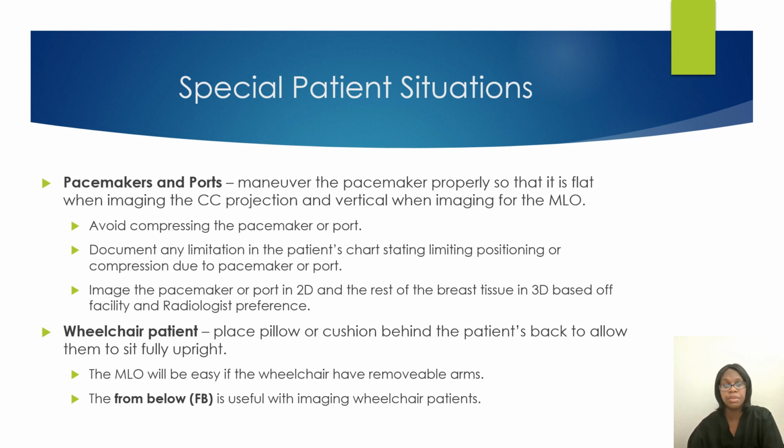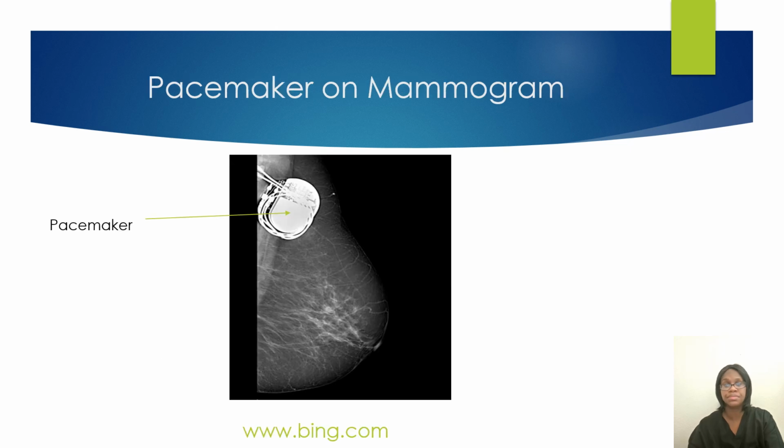For your wheelchair patients, it is very helpful if you put a pillow behind their back and get them to lean forward, or if you remove the arms from their wheelchair, if it can be removed, because it's very easy to image them if you remove the arms and if they can sit up. And also, whenever you are coming down with the tube, with the detector, make sure that you are not compressing their stomach or their lap.